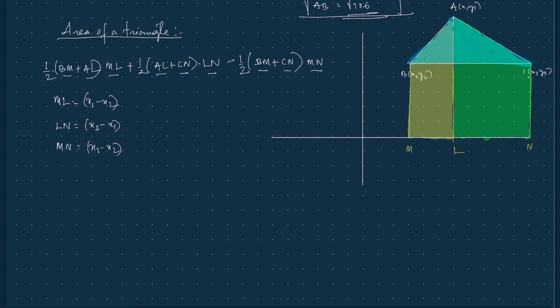Similarly, you see here BN is equal to y2 distance, and this is y1 distance, and this one will be y3 distance. So now BM is equal to y2 distance, and AL is equal to y1 distance. Similarly CN is equal to y3 distance. Now we are going to replace all these BM, AL, CN.